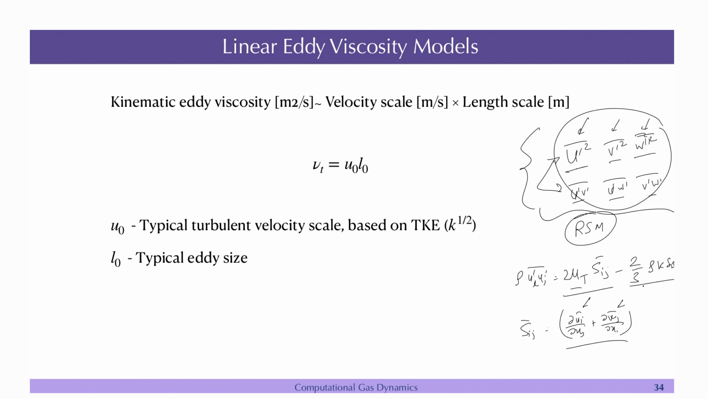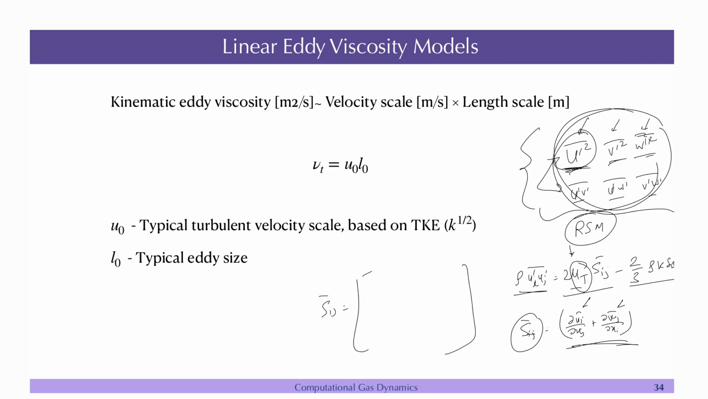Right. So, the question now is that the problem of getting 6 stresses gets reduced to finding the value of your mu_t. If you can find mu_t, you can find all these 6 quantities, because this will depend on u_i' u_j' bar. And S_ij bar is also a stress tensor, right.